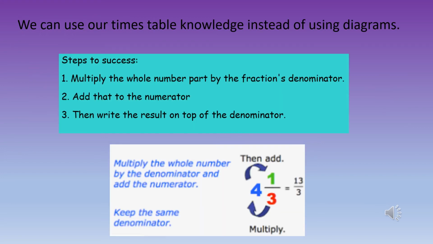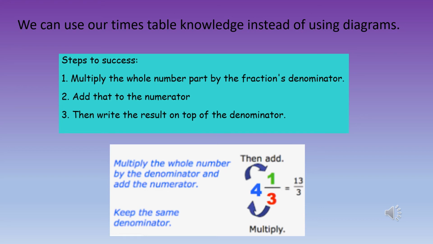If you are fairly confident with that, we can use our times table knowledge instead of using diagrams. To do that, you need to follow the steps to success. First of all, you have to multiply the whole number part by the fraction's denominator. Can you remember where that is? That's the bottom number of the fraction. Then you add that to the numerator. That's the number at the top of the fraction. And then write the result on top of the denominator.